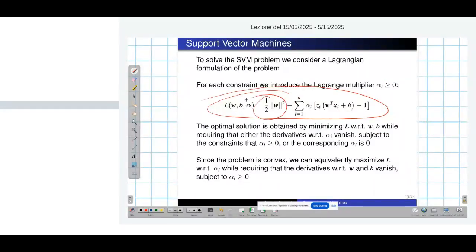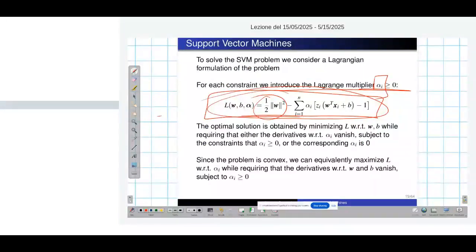Original objective, and then we introduce one value, alpha i, one multiplier for each constraint, and we build this new function where the original objective is extended with the sum of the Lagrange multipliers, each multiplied by a term that represents one of the constraints of our original problem. Again, if you want to know why this is a good approach and why this works, Bishop book.